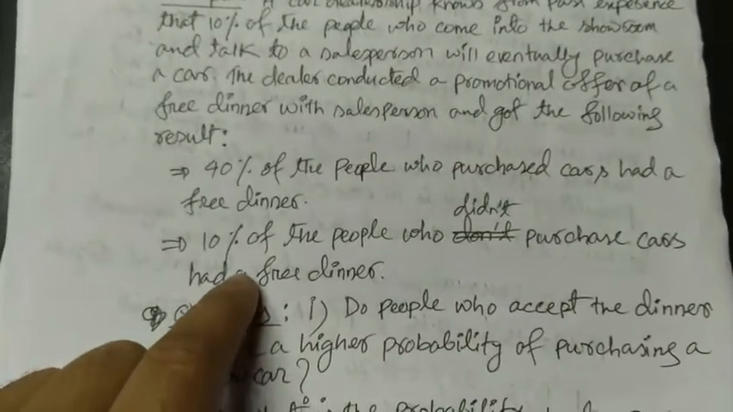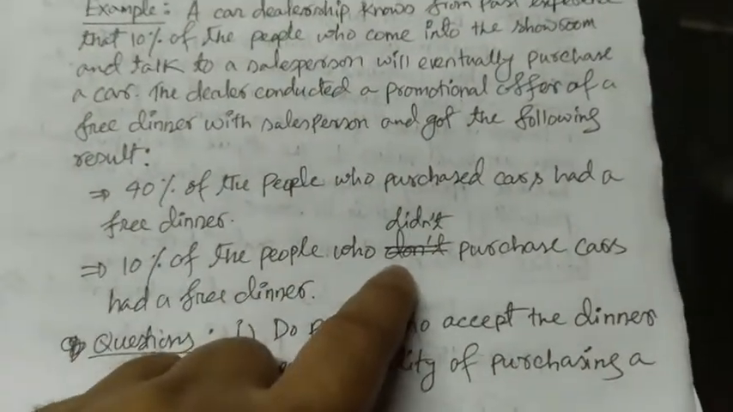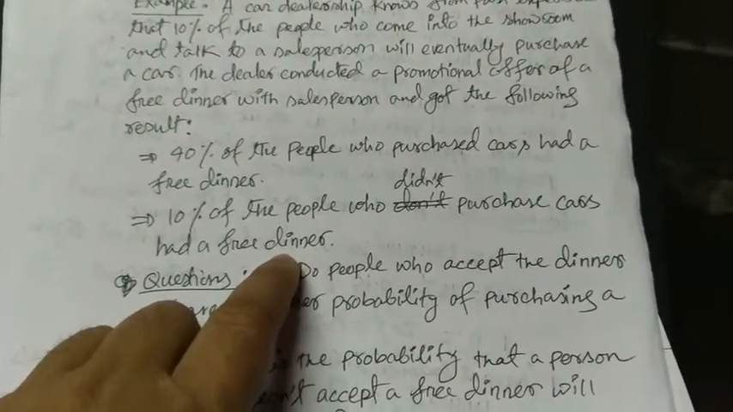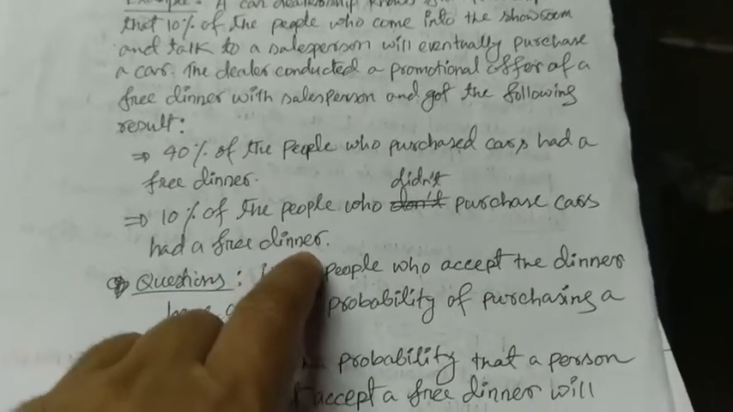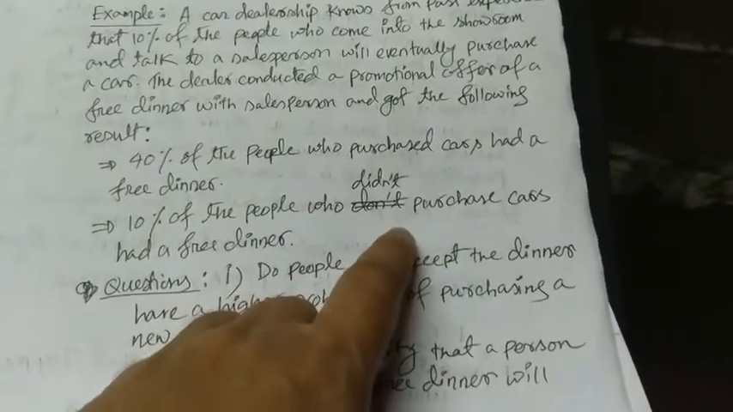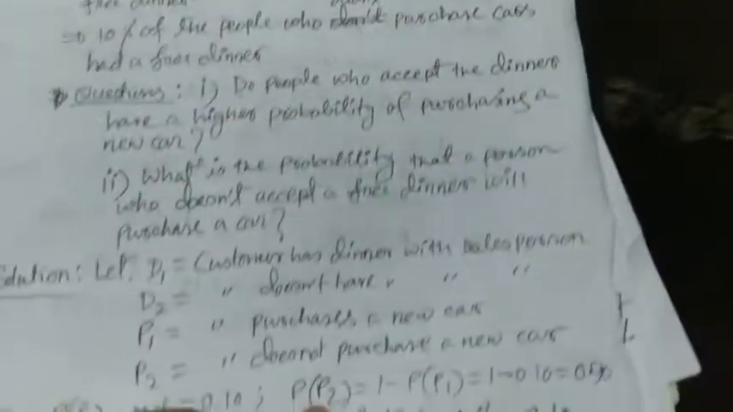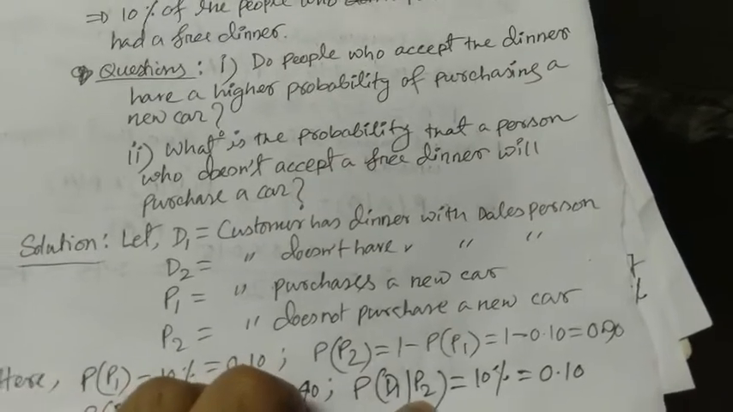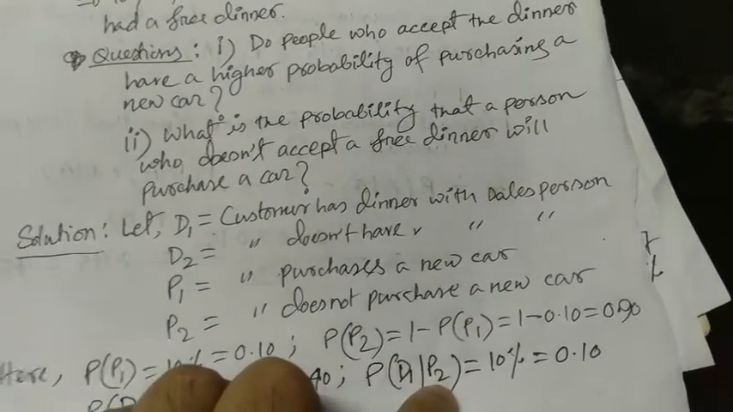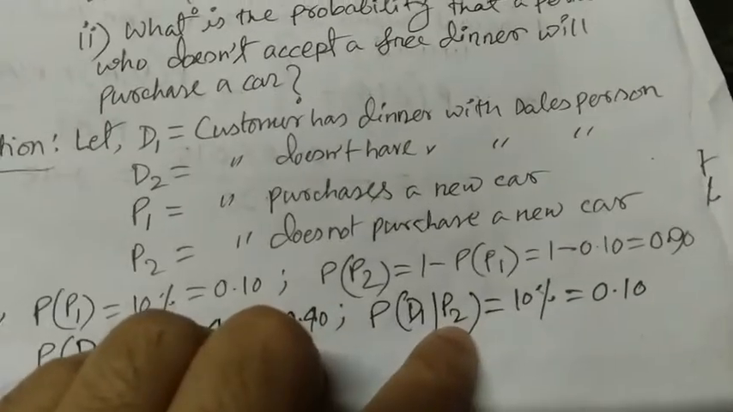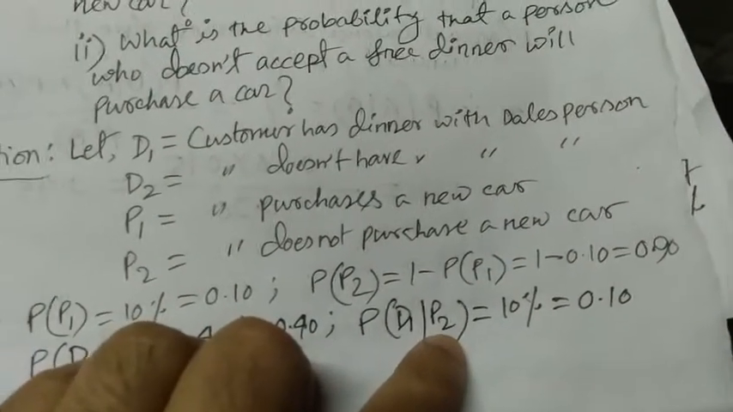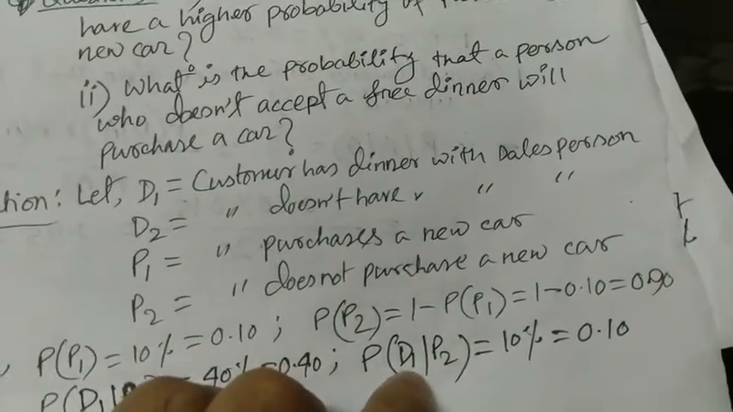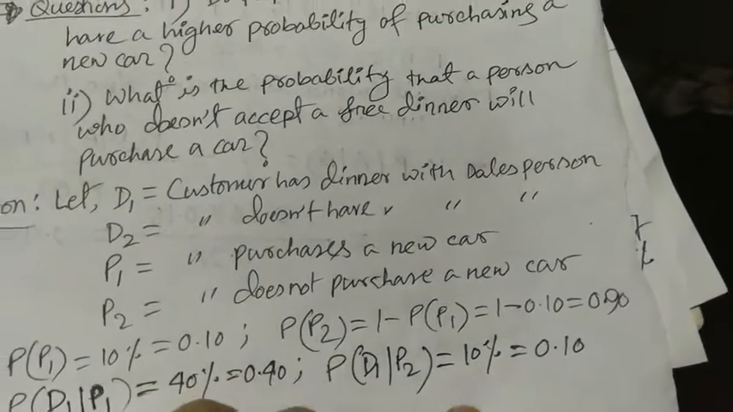Now next one, 10% of the people who didn't purchase cars had a free dinner. So that means 10% is the probability of receiving a free dinner given that they didn't purchase cars. Didn't purchase cars means P2. That means the probability of D1 given P2. Out of the people who didn't purchase cars, that means P2, only 10% had a free dinner. So the probability of D1 given P2 is 10%, that is 0.10.